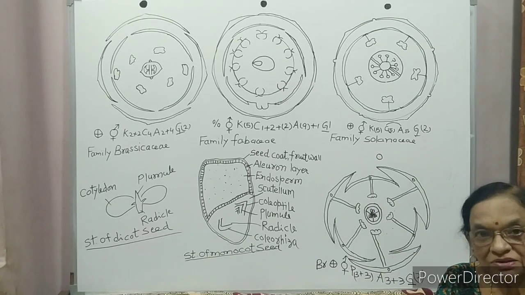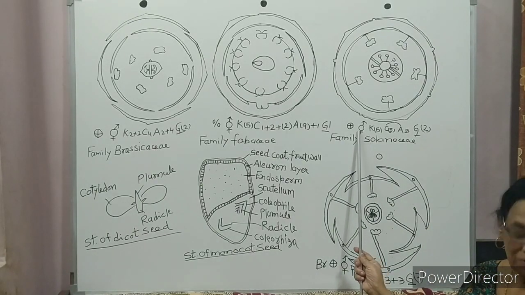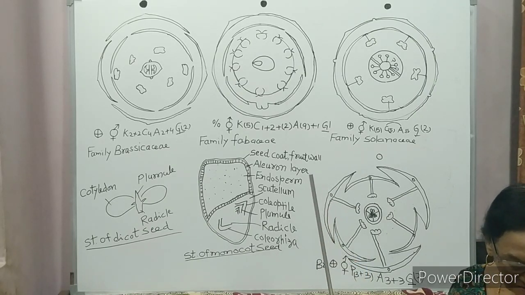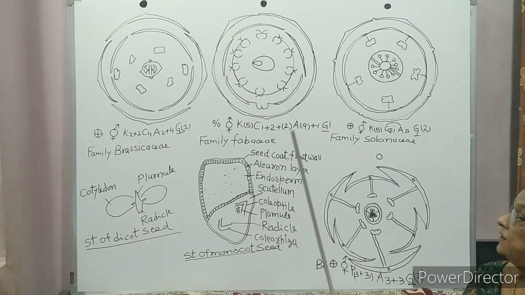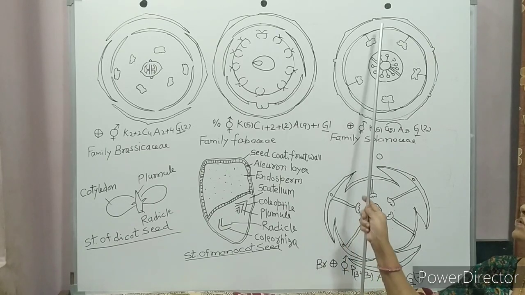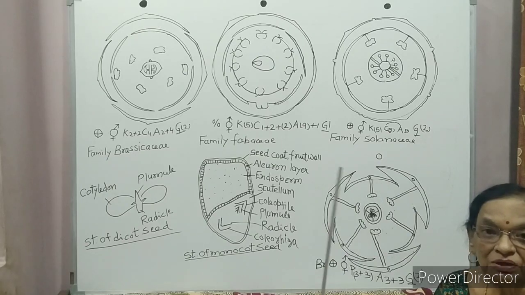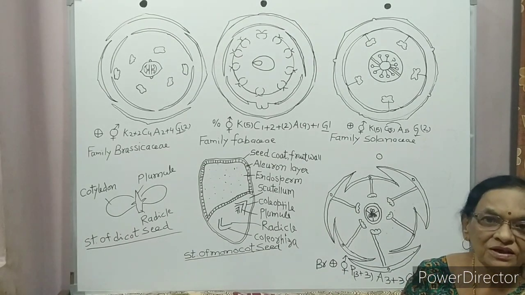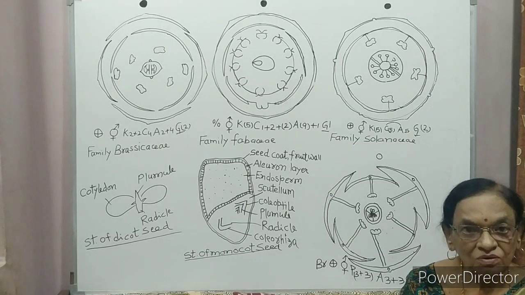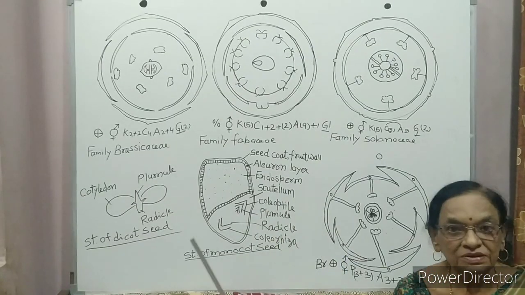Flowers are bisexual and actinomorphic. This is a bisexual and actinomorphic flower. Calyx, sepal 5, united. Can you see the 5 sepals? And this shows the union of the 5 sepals. Persistent, they remain forever. In brinjal we can see the 5 green sepals even in the fruit also. So sepals are united and persistent.